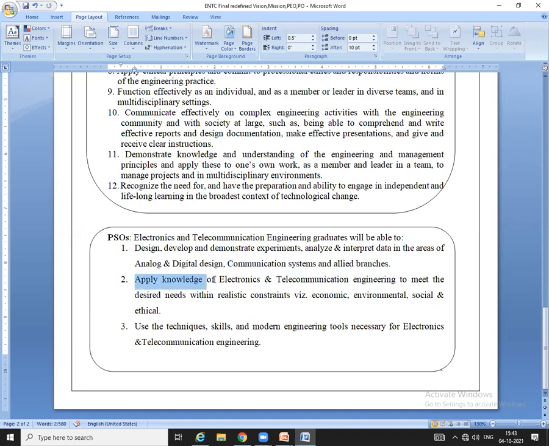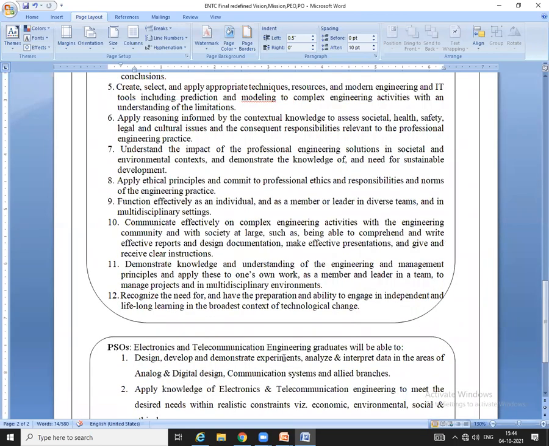Second, apply knowledge of electronics and telecommunication engineering to meet the desired needs within realistic constraints such as economic, environmental, societal, and ethical. And the last PSO is use the techniques, skills, and modern engineering tools necessary for electronics and telecommunication engineering.